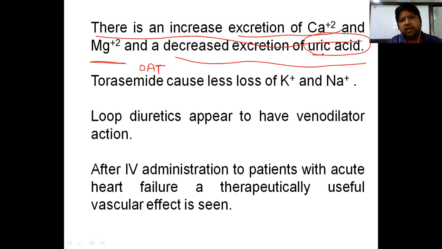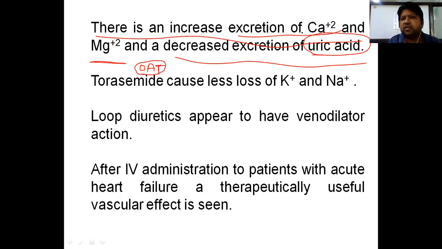But here what happens? Loop diuretics also utilize this pump to enter into the site of action. Please try to understand. Loop diuretics will also bind with this pump in order to enter into the site of action. In order to enter that particular site of action, loop diuretics require this organic acid transport mechanism or pump. Then there is a competition with uric acid.